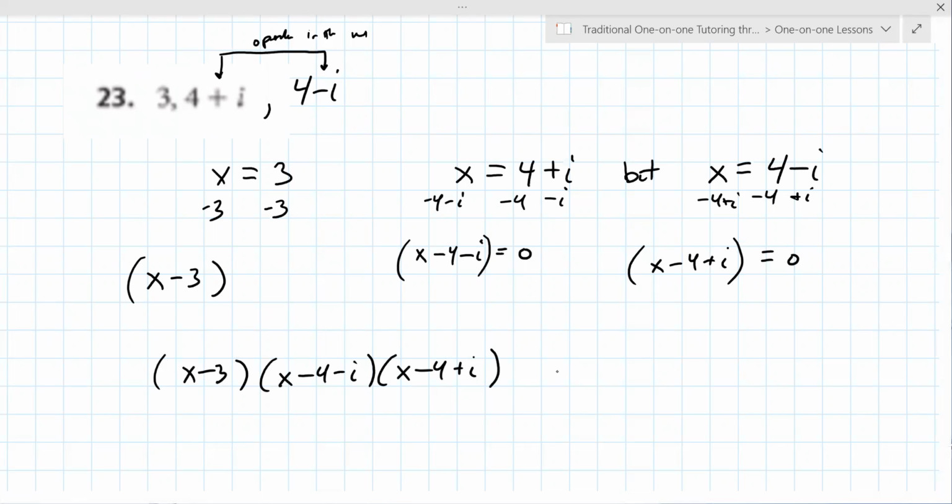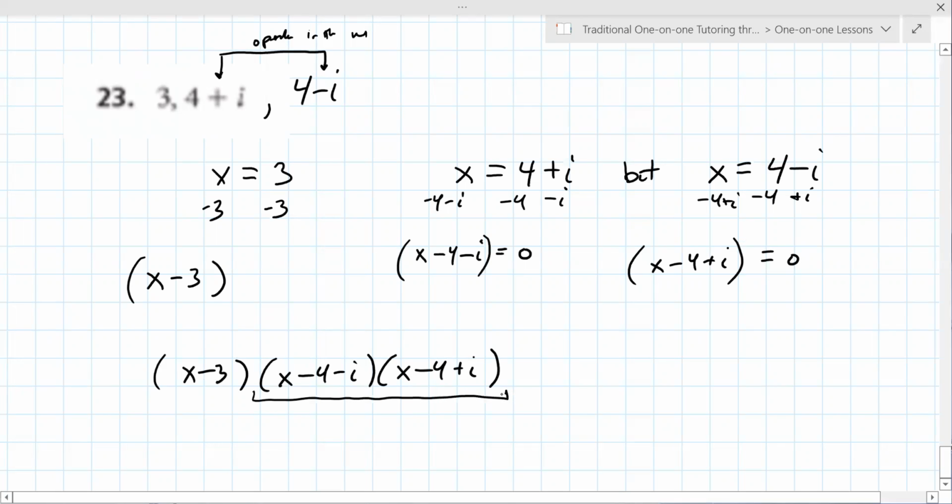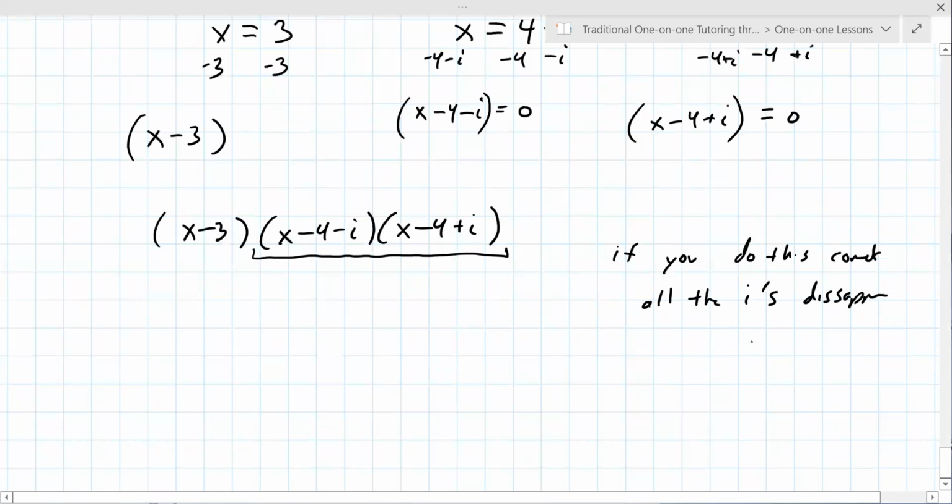Now you should multiply the ones with i first. It's a lot easier if you do this. If you do this correctly, and this is important, all the i's disappear. i is the square root of -1, so you're going to get i squared equals -1, and you'll have to use that also. Let's just watch this work its way out.